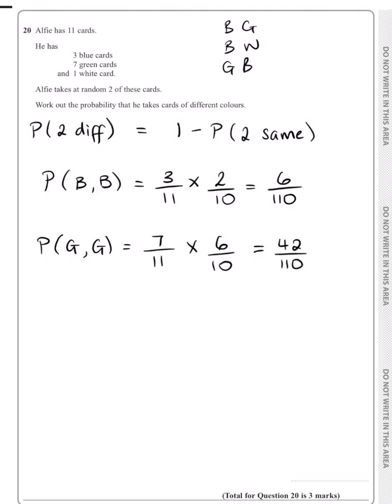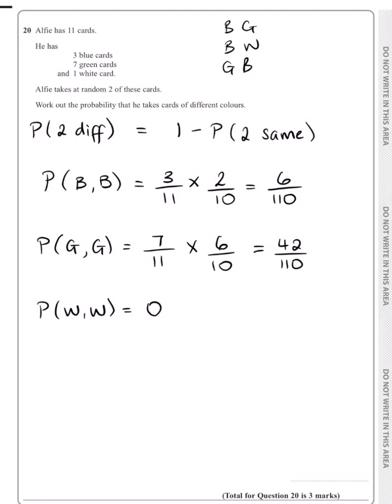And now the probability that we get 2 white cards is going to be, let's have a look. So we've only got 1 white card, so we're not able to pick out a white and then pick out another white. There is no chance that we can pick out 2 whites. It's going to be impossible. So that one's going to be 0.